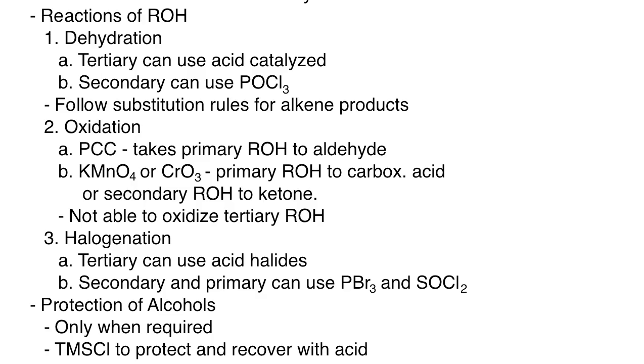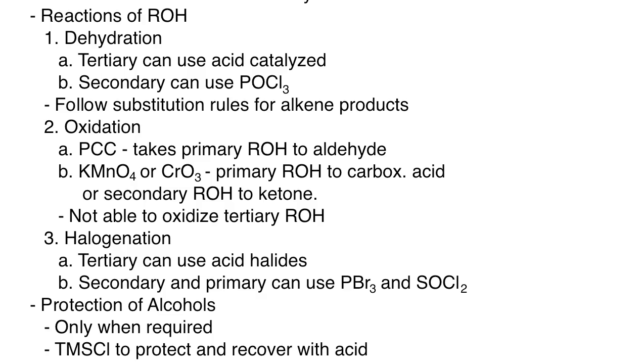You need to keep in mind that you have to follow the substitution rules for alkene products. That is to say, you should follow Zaitsev's rules for major and minor products. You need to make sure that you can identify a major product based on the substitution pattern that's found around the alkene. And that has to do with hyperconjugation, as we mentioned earlier.